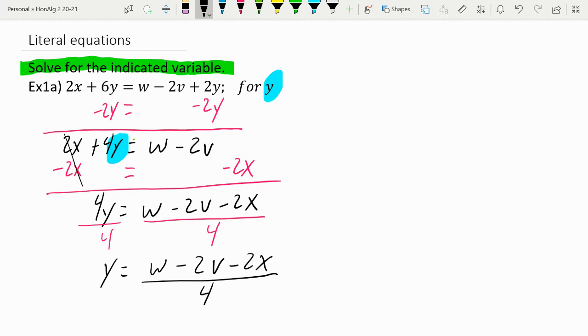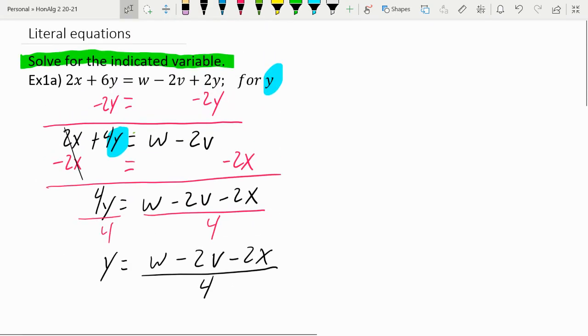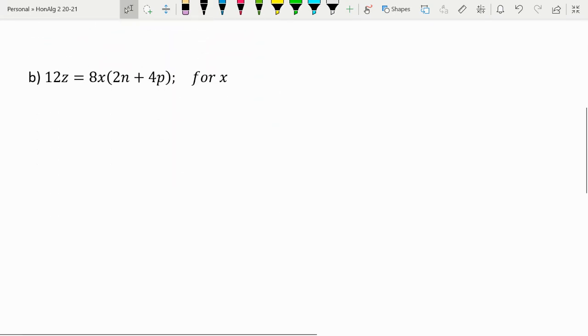And now, is y by itself? Yes, we got y by itself. Did we do everything mathematically correct? Yes, we did. So that's how you solve these literal equations. Now let's look at another one.